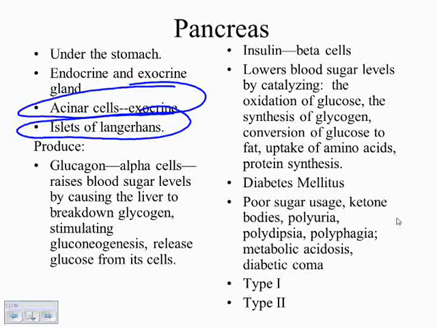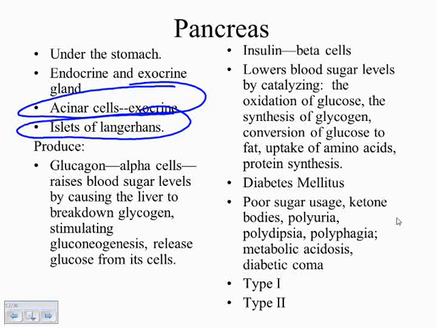Here's the main thing you need to know about the pancreas in terms of endocrine function. It makes 2 main hormones, glucagon and insulin. Those 2 hormones help to control your blood sugar levels, your blood glucose levels. They're opposites. Glucagon raises blood sugar, insulin lowers it. That's important to know. Don't confuse glucagon with one other thing that sounds very similar.